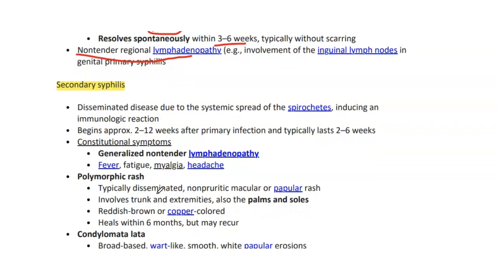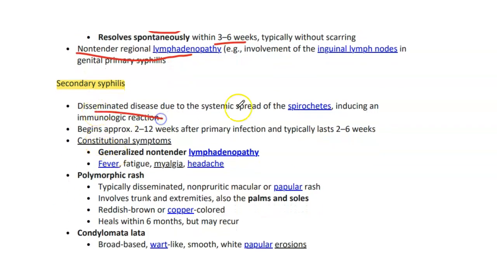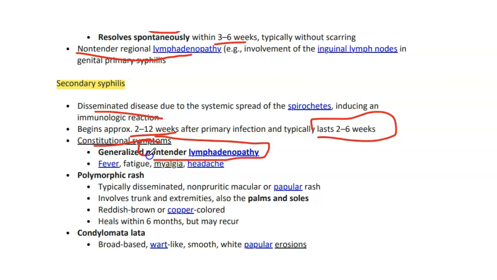Secondary syphilis is a disseminated disease due to the systemic spread of the spirochetes, inducing an immunologic reaction. It begins approximately 2 to 12 weeks after the primary infection and typically lasts 2 to 6 weeks. So it starts 2 to 12 weeks after the primary infection and lasts for 2 to 6 weeks. What are the symptoms? There will be constitutional symptoms like generalized non-tender lymphadenopathy. Remember, lymphadenopathy will be non-tender.